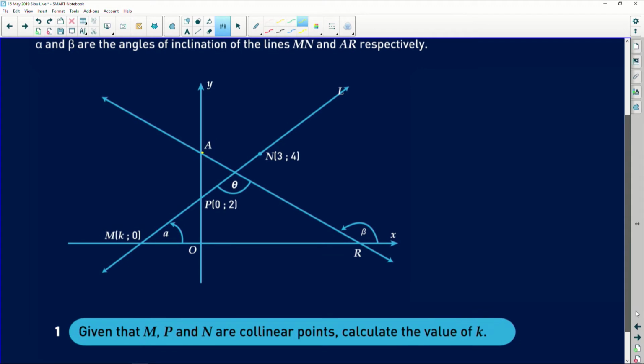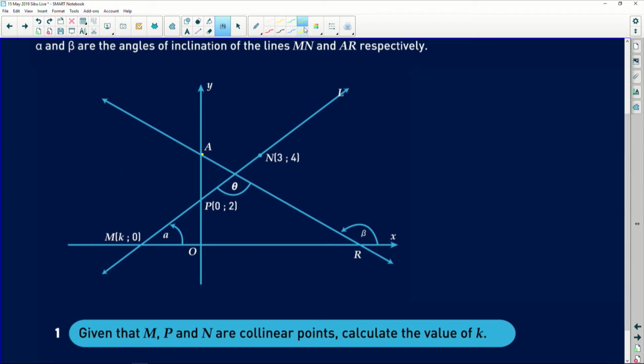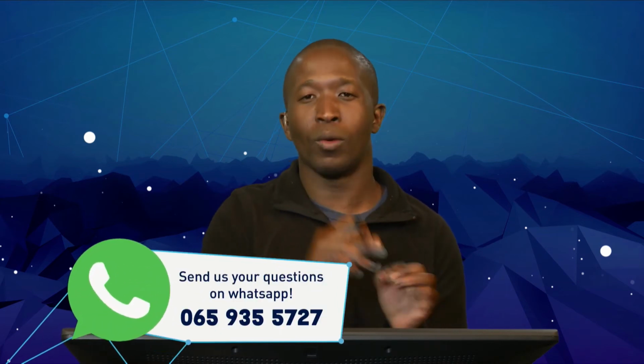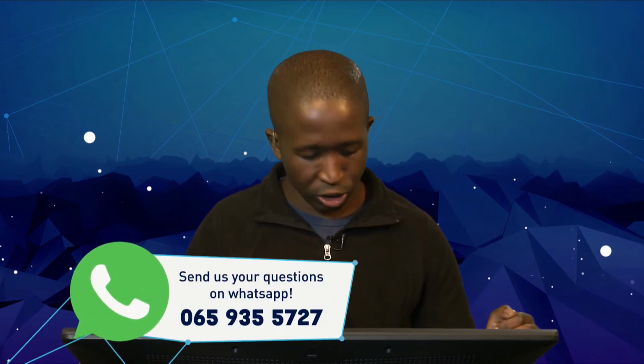They say to us here, given that M, P, and N are collinear, there's that word again, collinear. If you see the word collinear, you must know that they lie on the same straight line, right? We want you to work out the coordinates of K. Now, I'm not going to use the same format that we used in the first example because I want you guys to keep learning new ways of doing this. I will find the equation of that line first and use it to work out the value of K. Let's continue and see how we can do that.